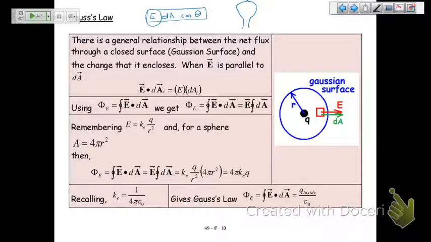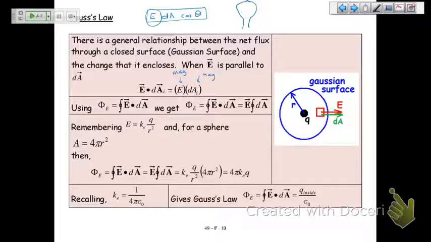So there is a general relationship between the net flux through a closed surface, a Gaussian surface, and the charge that it encloses when E is parallel to dA. E dot dA, they don't have to be parallel, but when they are parallel to each other, then the cosine theta becomes 1. So it's just the magnitude of E times the magnitude of dA. And that's kind of nice. We're just multiplying two numbers together.